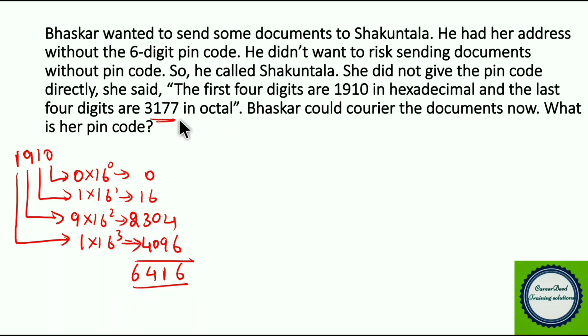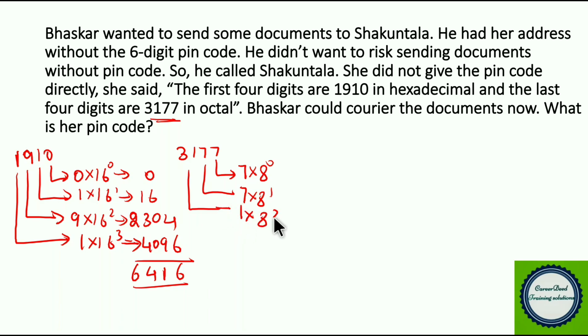And when you take 3177, you have to convert it from octal. So it is 7 into 8 power 0 and 7 into 8 power 1 and 1 into 8 power 2, and here it is 3 into 8 power 3.